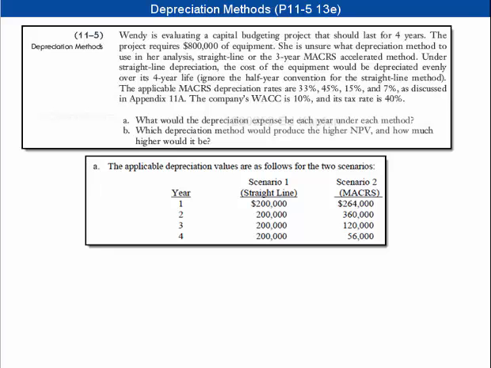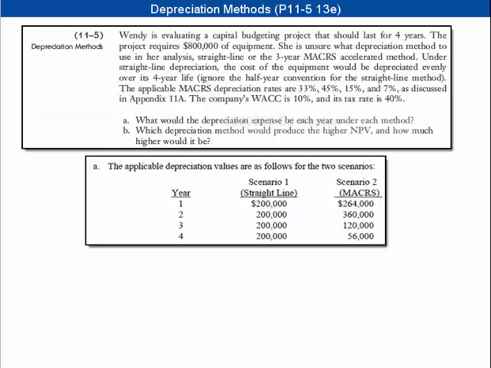So under the straight line method, you see that it's just $200,000 depreciation per year, and that's $800,000 divided by 4 years, right? $200,000 each year, and we're ignoring the half-year convention for straight line method, which is a tax treatment. Okay, and then under Makers, we simply take the $800,000 and multiply it by the appropriate percentages, and you get the answers that you see right here: 264, 360, 120, and 56,000. All right, and that takes care of Part A.